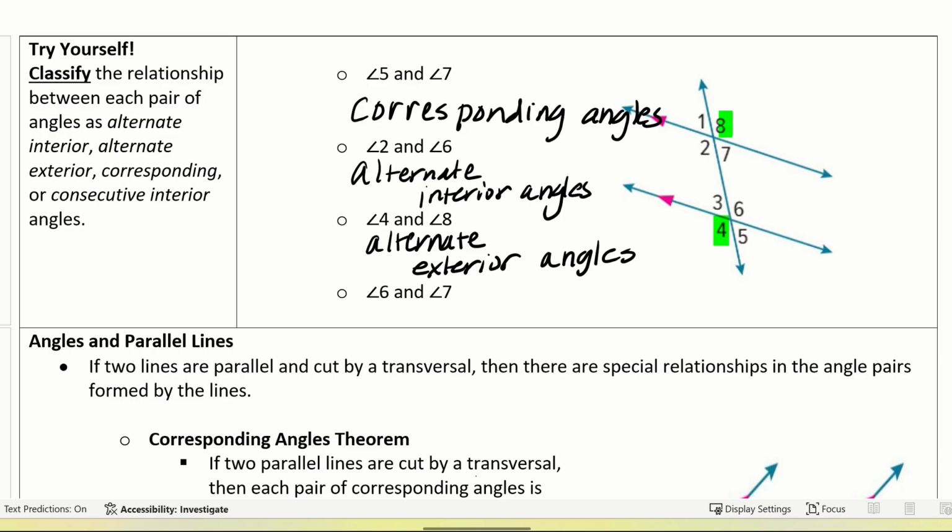And then finally, 6 and 7. Oh, 6, 7. I didn't plan that, but there you go. 6 and 7 are consecutive interior. They're on the inside of that transversal. Sorry, it didn't change. Erase that, go back to the black. There we go. Consecutive interior angles.